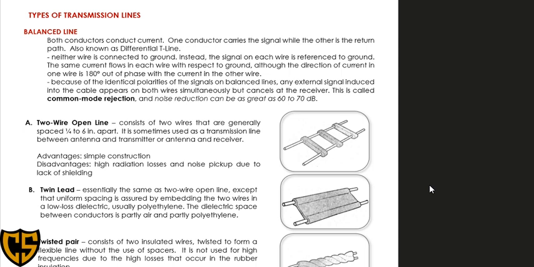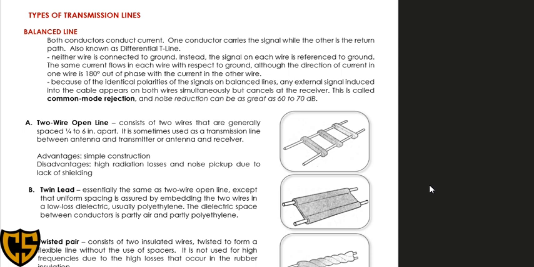Okay, for this video, we are going to discuss different types of transmission lines. Generally, transmission lines are classified into two: we have a balanced line and an unbalanced line. What is the difference between a balanced line and an unbalanced line? We are going to differentiate them as we discuss some different types of transmission lines. So let's start first with the balanced transmission line.